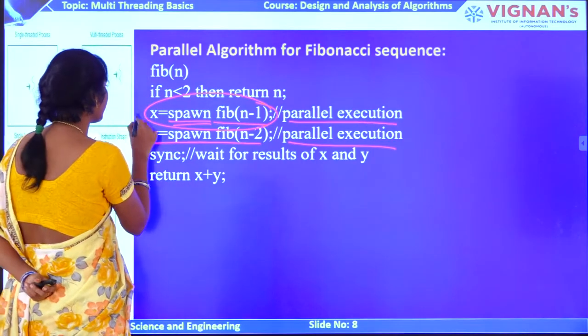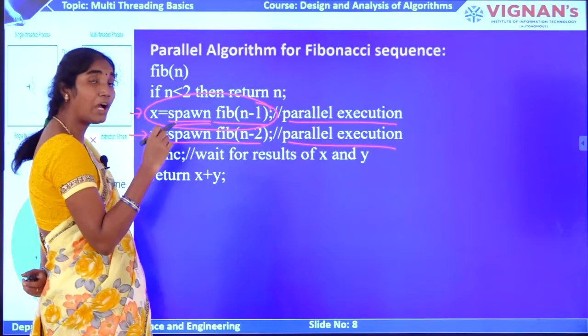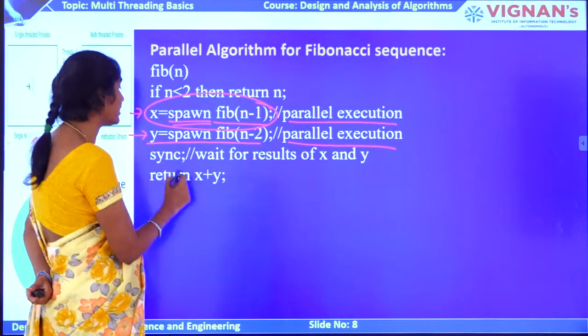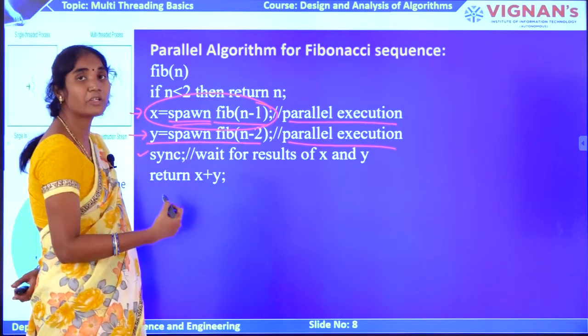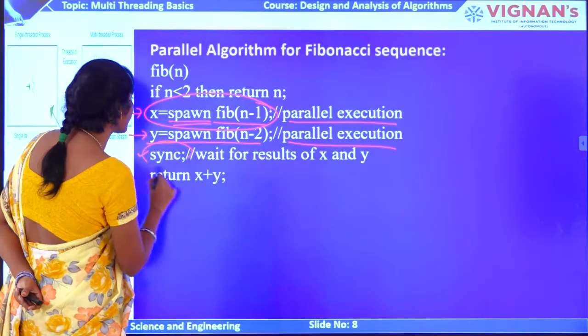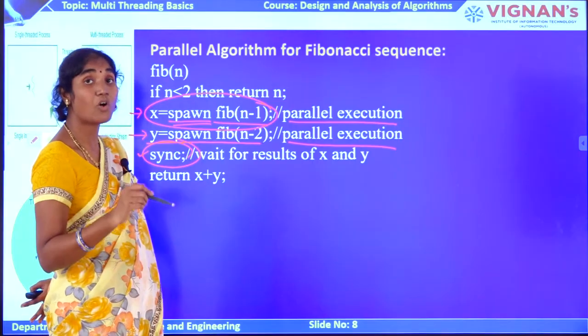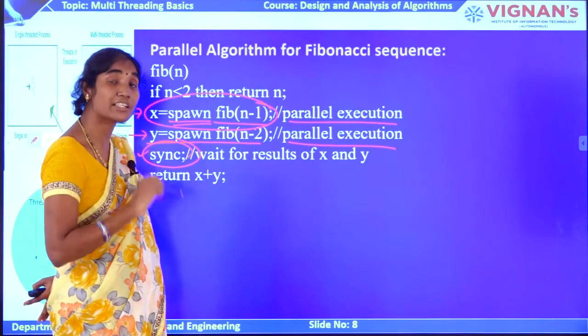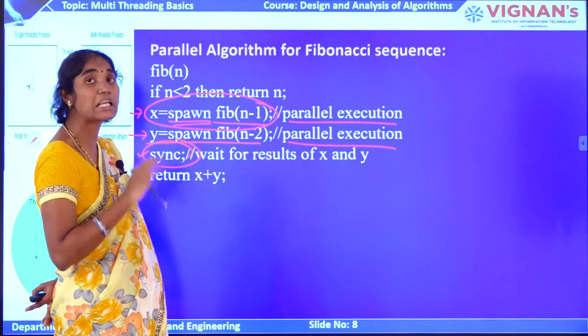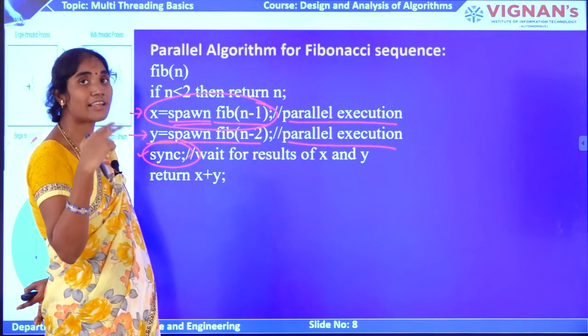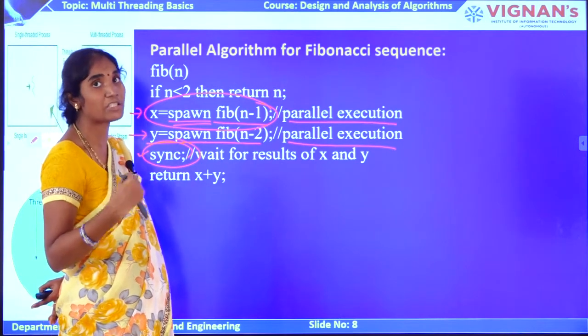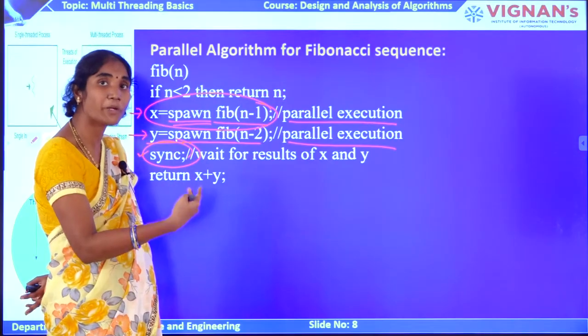In parallel, this statement and this statement are executing. After finishing these two statements, the next statement will be executed. That's why we use sync here. Sync stands for wait for the results of x and y, because here we are making x and y a spawn operation. Spawn operation means that until those two processes are completed, the next operation will not start whenever we give an operation as sync.